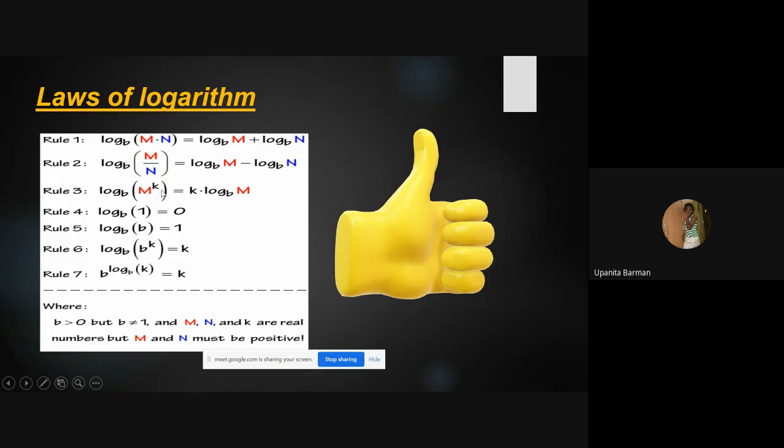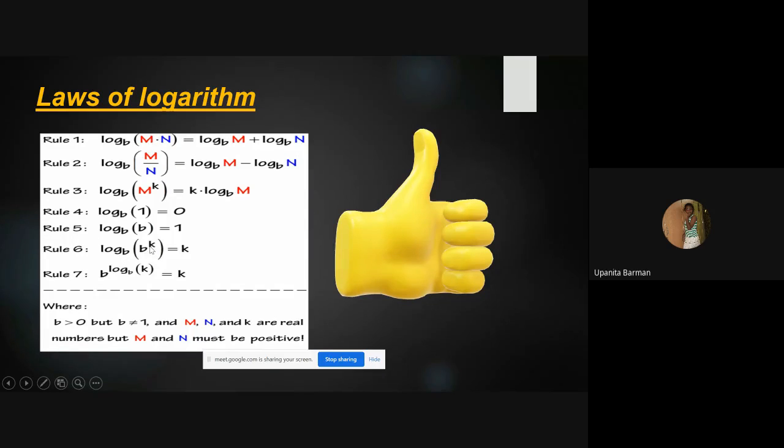Log m to the power k to the base b is equal to k times log m to the base b. We all know log 1 to the base b is equal to 0, because b to the power 0 is always equal to 1. Log b to the base b is equal to 1, because any number to the power 1 is the number itself.